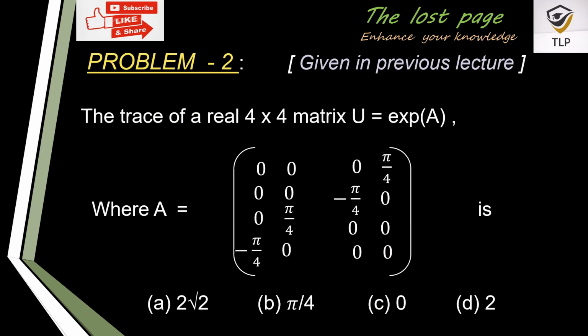Problem 2, which was given in the previous lecture: the trace of a real 4x4 matrix U equal to exponential A, where A equal to 0 0 0 pi by 4, 0 0 minus pi by 4 0, 0 pi by 4 0 0, minus pi by 4 0 0 0, is: option A 2 root 2, option B pi by 4, option C 0, option D 2.